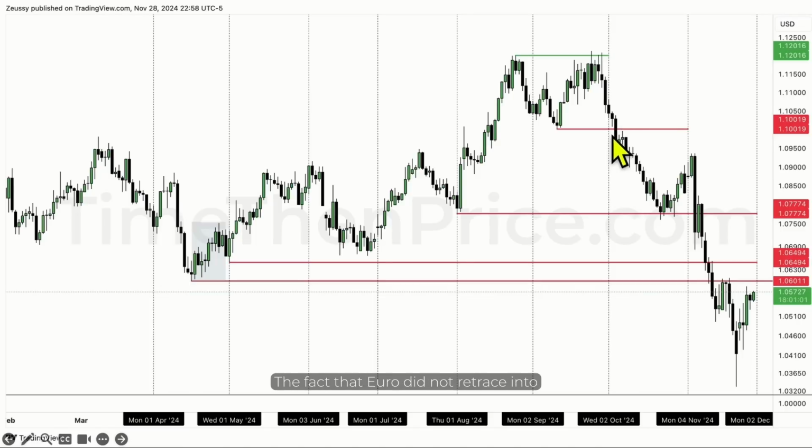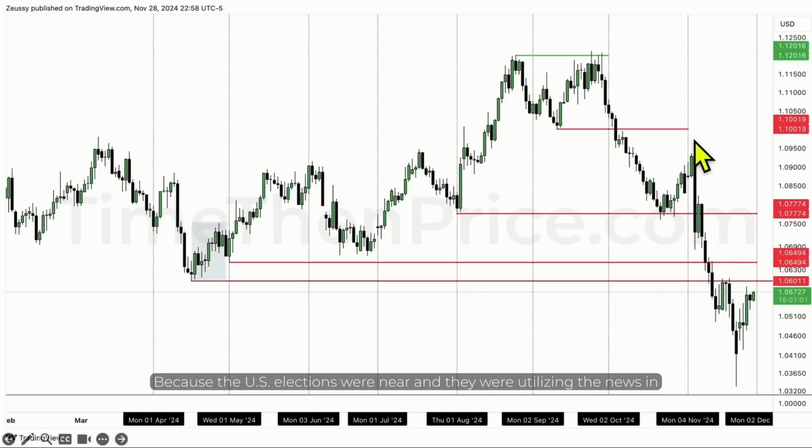The fact that Euro did not retrace into this red line, into that previous month's low, but stopped right in advance of it before expanding lower, showed how bearish Euro was, and it showed how strong the order block was. We then saw the market take out the sell-side liquidity resting below the August low right here, and a retracement took place. Why was the market retracing?